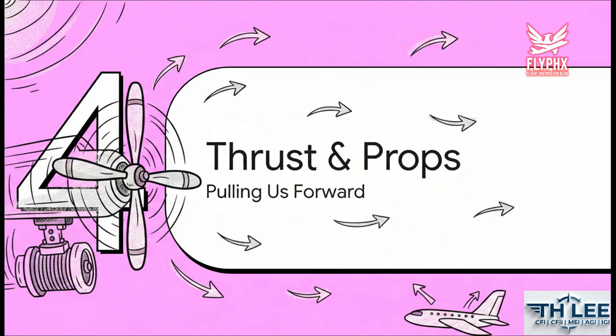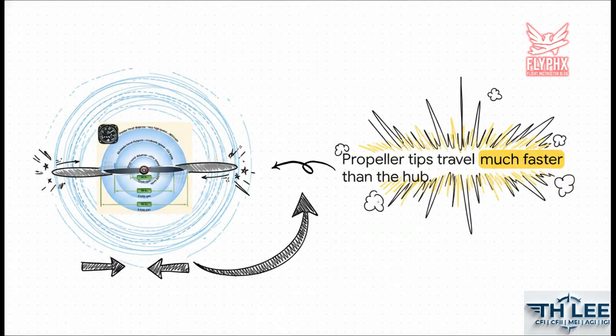Section 4. Let's talk about thrust and propeller design. Think about the basic physics of a spinning disc for a second. The outer tip of the propeller blade has to travel a massive circumference with every rotation, meaning it's slicing through the air at incredibly high speeds, sometimes over 380 knots. Meanwhile, the inner hub right near the engine is barely moving at all.